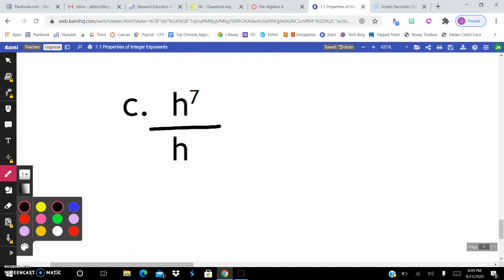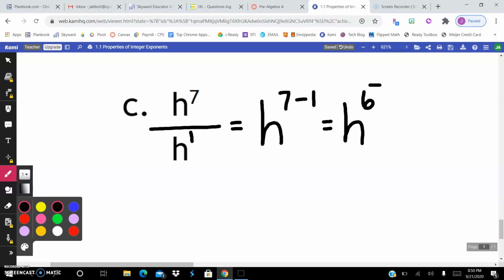And then this one looks a little bit different. This one has just an h. Again, at the bottom there, if there's not an exponent written, imagine there's a 1 there. Our bases are the same. Those are h's. Our top exponent is 7, and our bottom exponent is 1. So 7 minus 1 is 6. So h to the 6th.